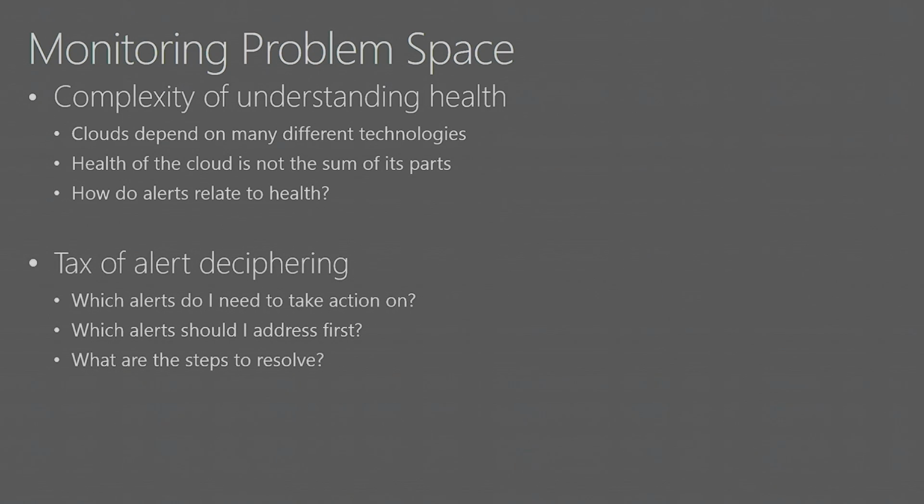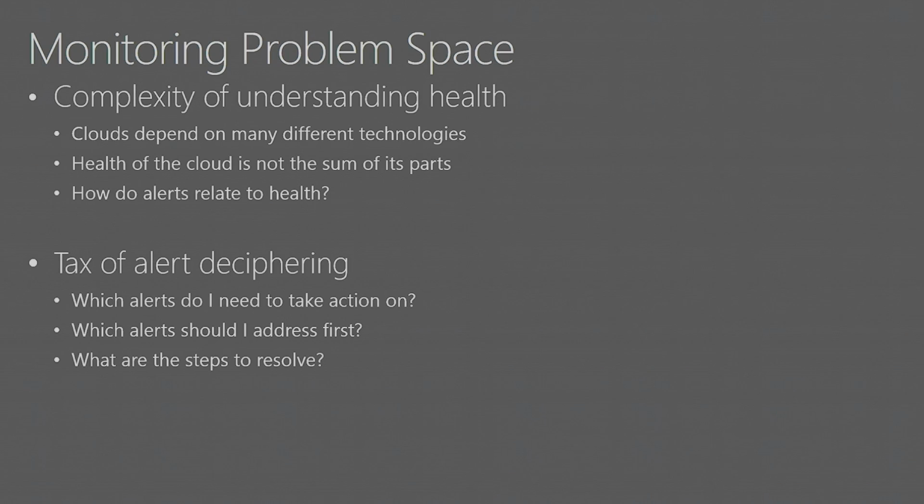The other problem we wanted to address was the tax of alert deciphering. Oftentimes, you may be flooded with alerts, and it's difficult to determine which alerts do I need to take action on, which one do I need to address first, and what are the right steps to resolve. Even if you're not in the business of monitoring today, you may be familiar with this just from owning a smartphone. I'm sure a lot of you are on planes this week coming to Ignite, and the moment you turn that phone back on or disabled airplane mode, you may have been hit with a barrage of notifications, and it probably took you a while to get through that and realize there wasn't one that was even important. So why did I get all those?